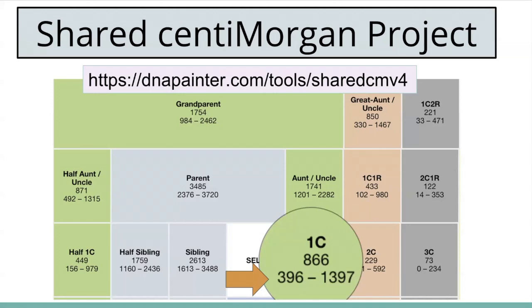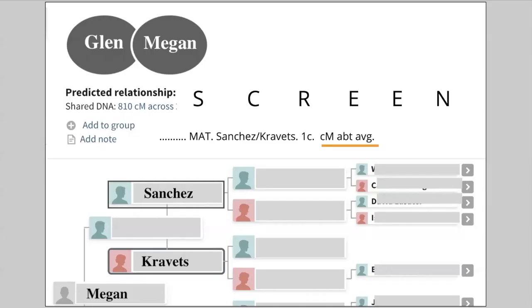Glen and Megan are well within the range of shared DNA for their first cousin relationship. In fact, they're pretty close to the average. So I've added "centimorgans about average" to our note. You can use about average, below average, above average, but you want to make sure you're within the range and well within the range for the relationship the testers are supposed to share. If you're close to the low end or the high end of that range, that's a red flag, but there's something you need to look into further.